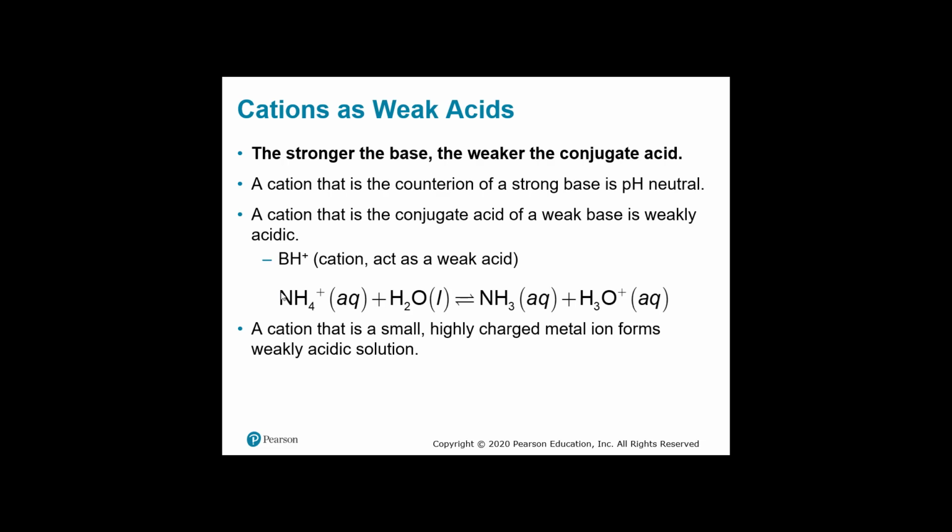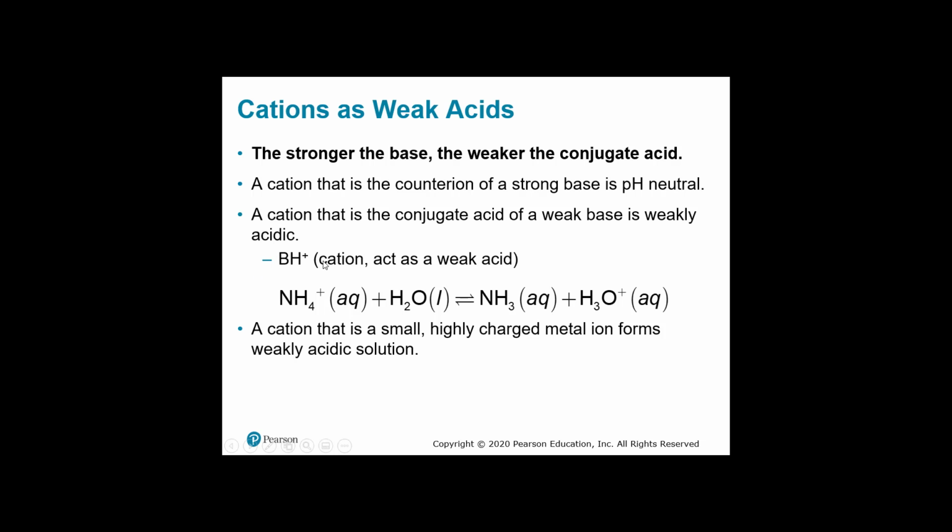Okay, so cations. The stronger the base, the weaker the conjugate acid. So a cation that is the counter ion of a strong base is pH neutral. That's the easiest one to understand. If you know what the strong acids and strong bases are, you know that the cation or anion is going to be neutral. A cation that is the conjugate acid of a weak base is weakly acidic.